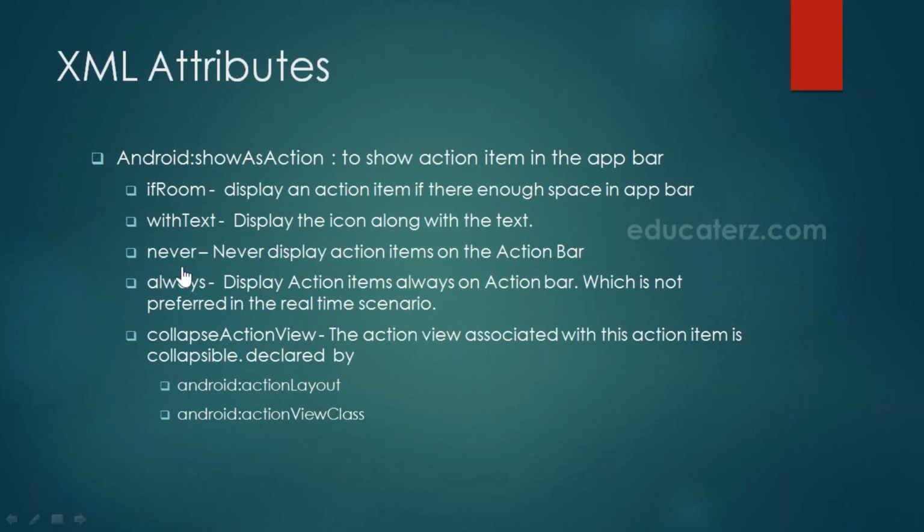If you say showAsAction never, that item is never going to display in the action bar; it will always be in your overflow menu. If you say always, that action item is going to display every time on your action bar. And collapseActionView is there. This action view is associated with this particular action item. So collapsible will be declared by two attributes again, android:actionLayout, which points to a layout, and actionViewClass. So this is how we'll define it.